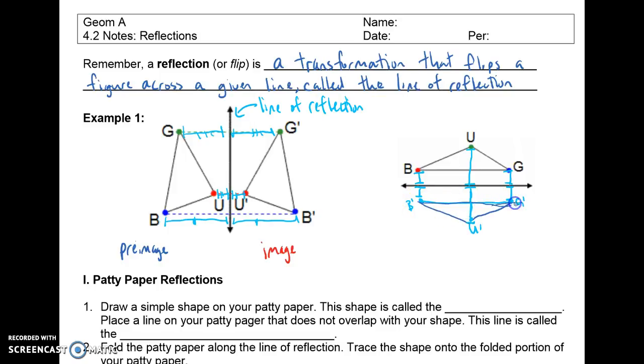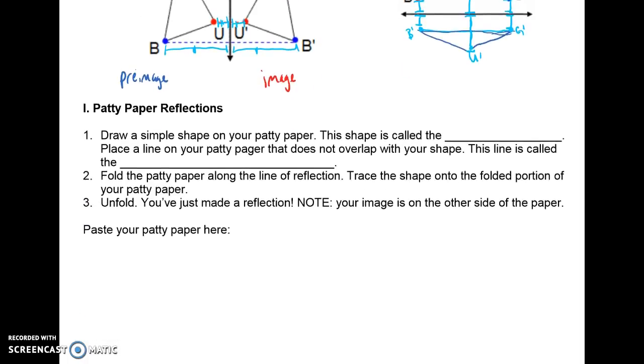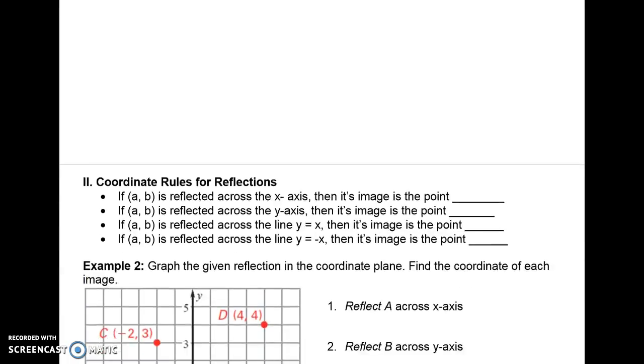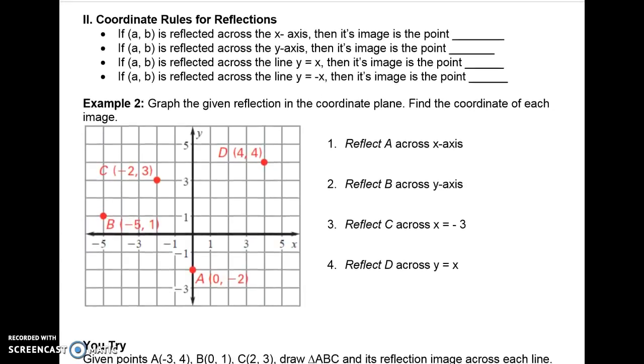All right, so I'm going to show you how to do patty paper reflections in class. Remember, patty paper is just another way of creating this transformation. It's another way of constructing, aside from using our regular compass and straight edge. And we'll do that in class. But let's go ahead and skip this whole section and talk about the coordinate rules for reflection.